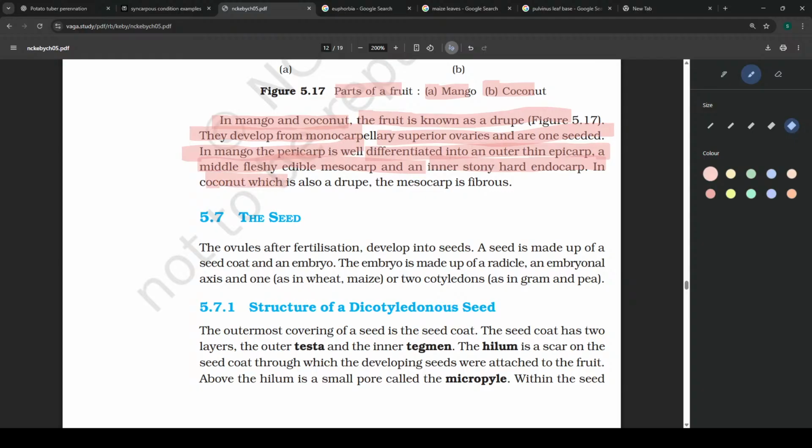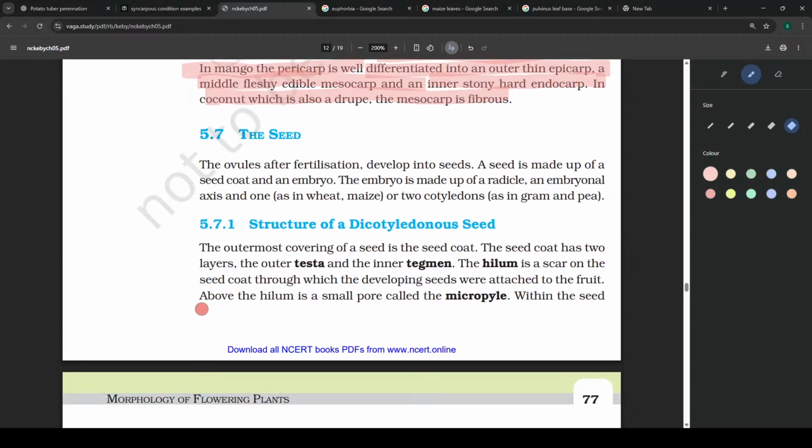In coconut, which is also a drupe, the mesocarp is fibrous. The only thing edible in coconut is the endosperm, not the endocarp, the endosperm. In mango, the edible part is the mesocarp. Now let's go to the next main topic, that is the seed.